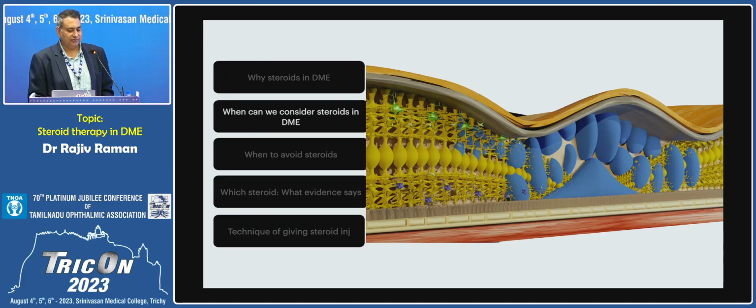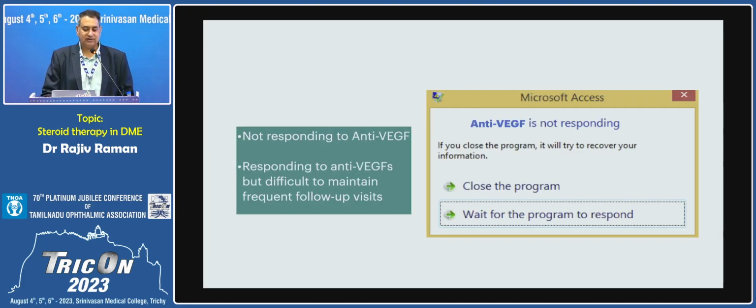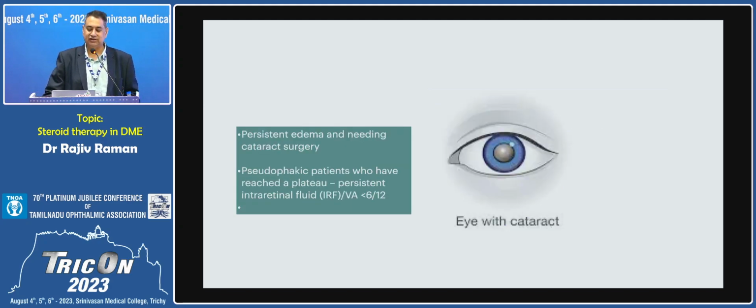When can we consider giving steroids? So one is definitely, as previous speakers have told, that it is not responding to anti-VEGF. Again, what should be the threshold? Even after the first injection, if you see that edema is increasing, or after 1 or 2 injections, there is no harm thinking about whether we should switch. Then there are cases that respond pretty well, but they are very reluctant to come for frequent visits, and they come after 4 months, and the edema is again the same as it was at the first visit. These are again the cases where you can think of giving steroids.